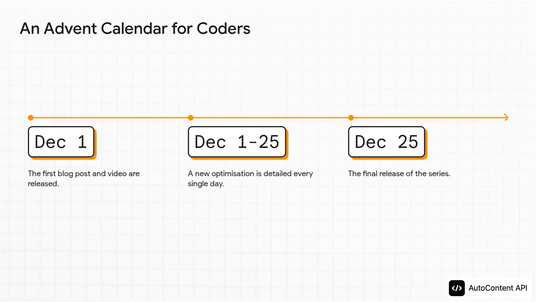Yep, you heard that right. It is literally an advent calendar for coders. Starting on December 1st and running all the way through to the 25th, a brand new piece of content is going to drop every single day. Think of it like a daily gift of pure knowledge, counting down the holidays with some seriously deep technical insights.